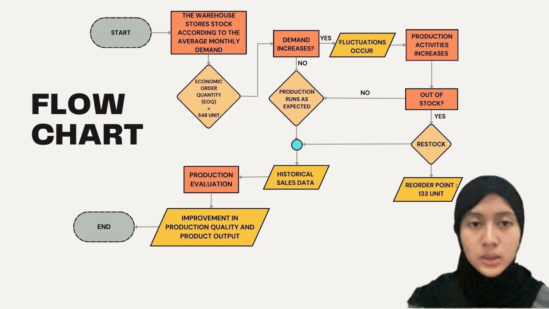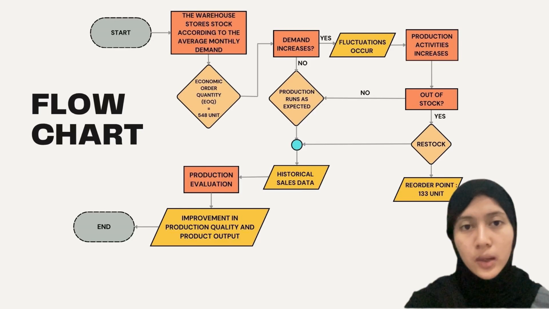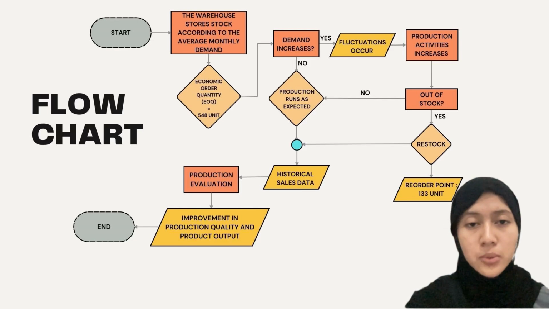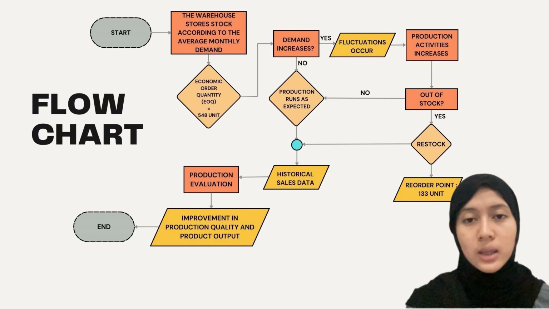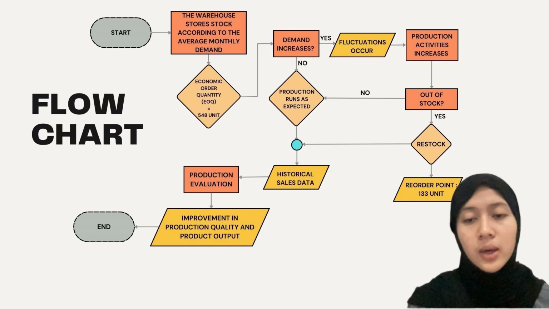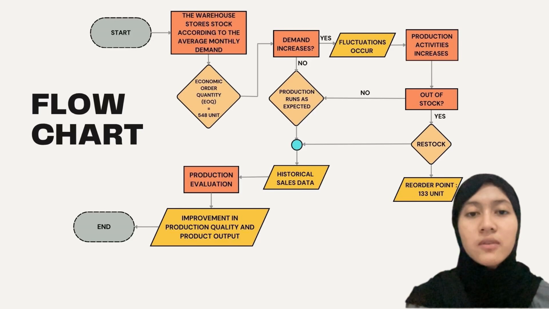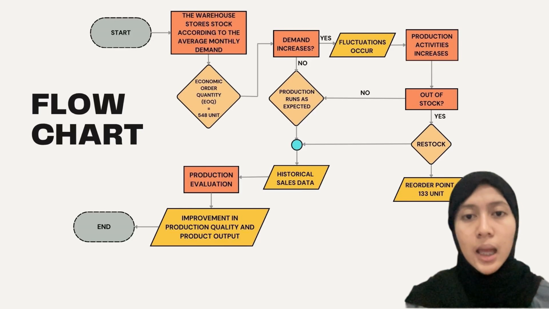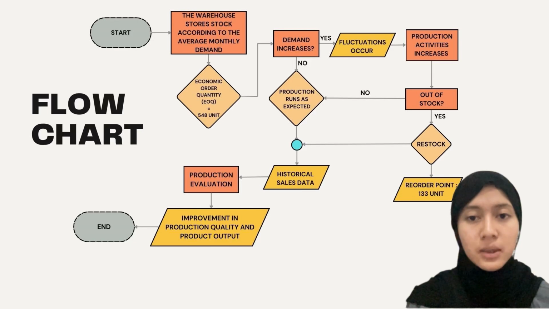After that, we can decide the flow chart. When we start, we can see the warehouse stores stock according to the average monthly demand, where we use the economic order quantity, EOQ, 54.8 units. And when the demand increases, we can see the fluctuations and the production activities increase. But if it's out of stock, we need to restock with the reorder point of 133 units. But if the demand has not increased, the production runs as expected. And when the production activities increase but not out of stock, we go back to the production runs as expected.